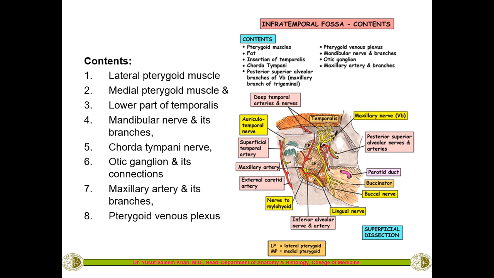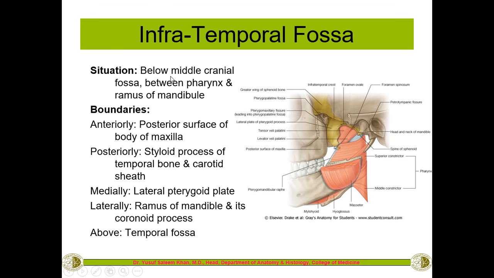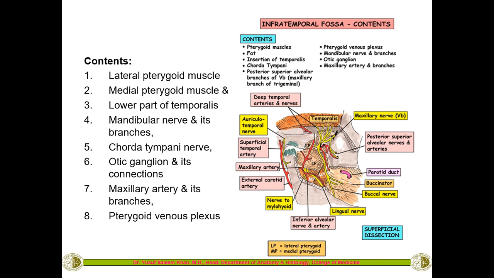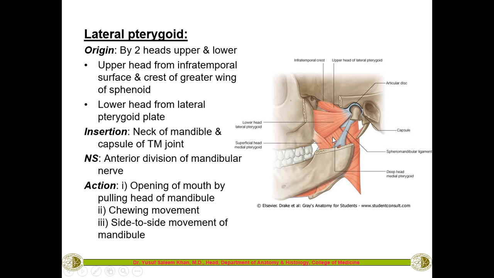So what are the contents of this infratemporal fossa? Very important contents are there. One is the lateral pterygoid muscle. Here will be a muscle deep inside, we'll see the picture. So this is the lateral pterygoid muscle, with the two heads, upper and lower head. Then deep to that will be the medial pterygoid muscle. So deep inside you can see this is the medial pterygoid muscle. This is the lateral pterygoid, and deep inside is the medial pterygoid.